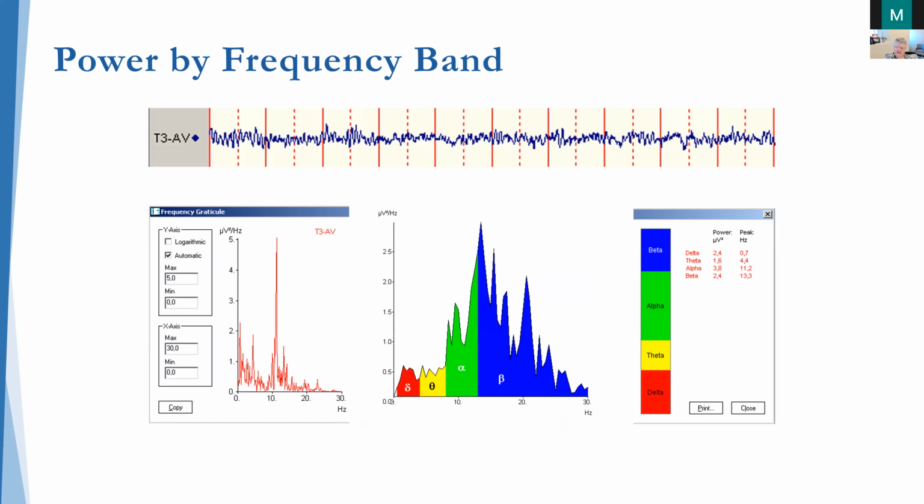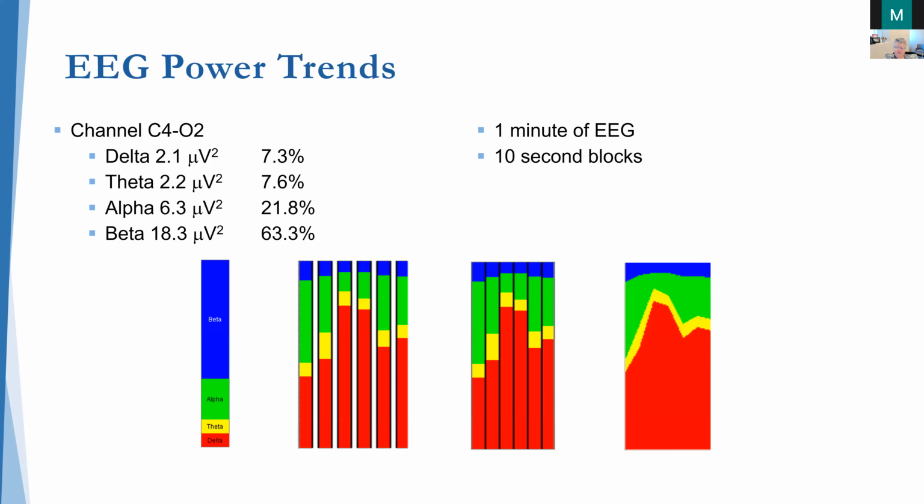bands and stack them on top of each other, and then create a sequential series of these power calculations over time. So each 10-second segment over a 1-minute segment of EEG, kind of smush them together, and then get a graph of power in the different frequency bands over time.